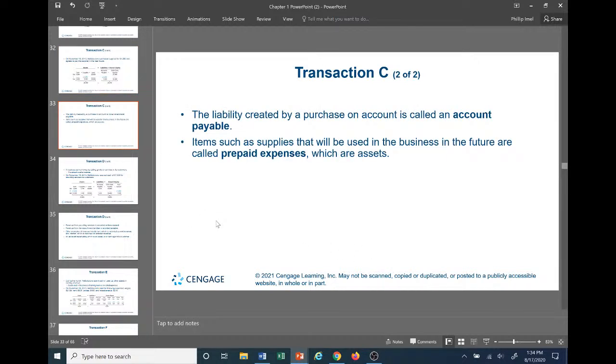Once again, the liability created by a purchase on account is called an account payable. Okay? Once again, accounts payable are a liability to a company because it's an account that is payable to a supplier who has supplied goods or services to us. Okay, so therefore, it's going to be counted as a liability. It's going to keep that equation intact. Because remember, assets equal liabilities plus equity.